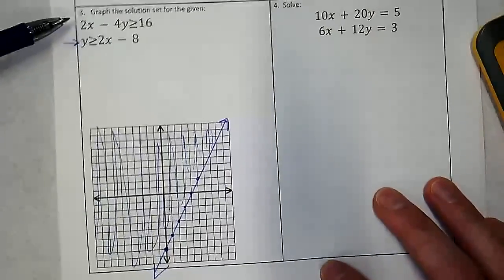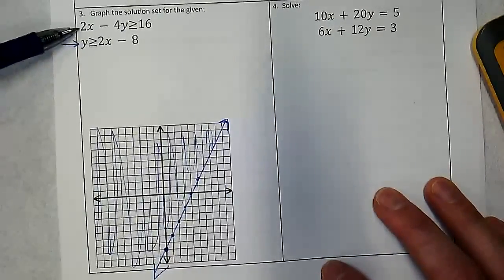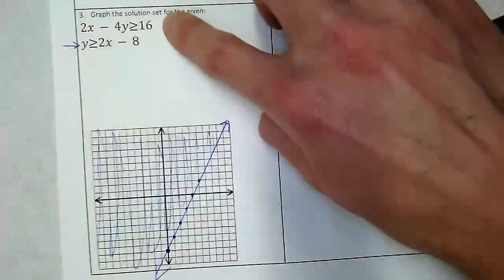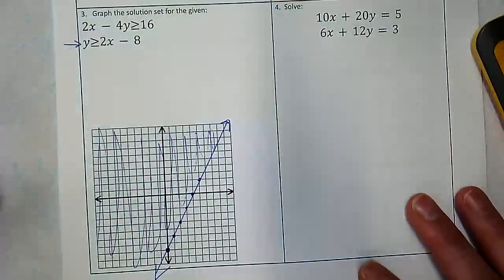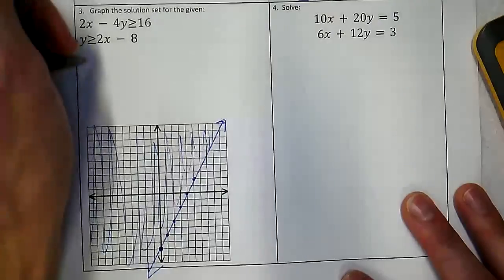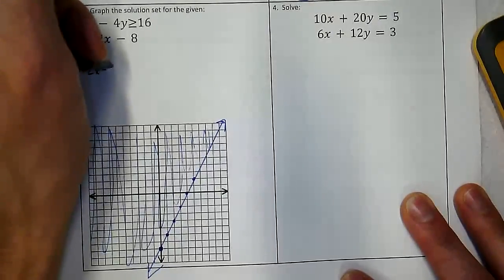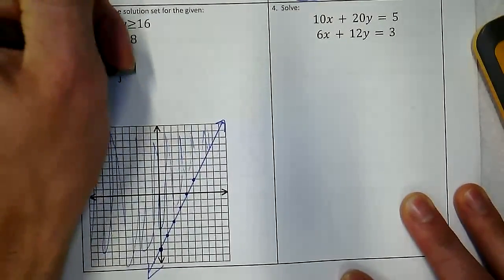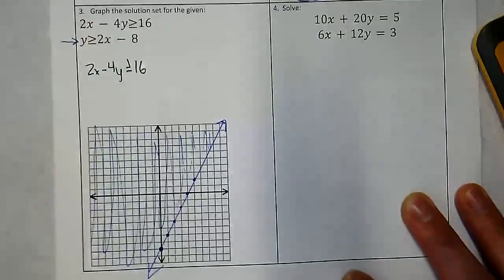Now our other inequality, we're not as comfortable with solving it in standard form. So the first thing we're going to do with the top inequality is solve it for y. So I'm going to rewrite my inequality. And then let's solve for y here.